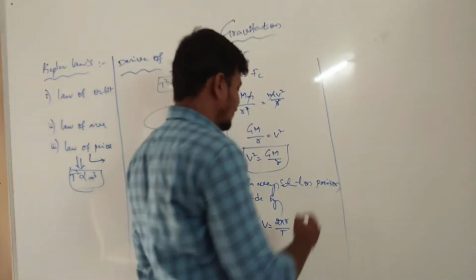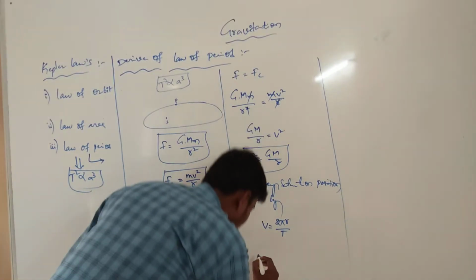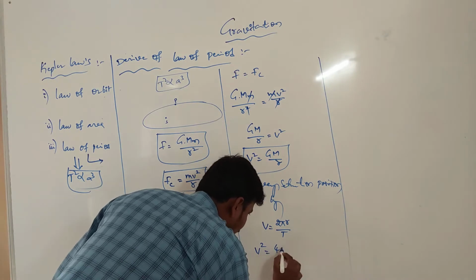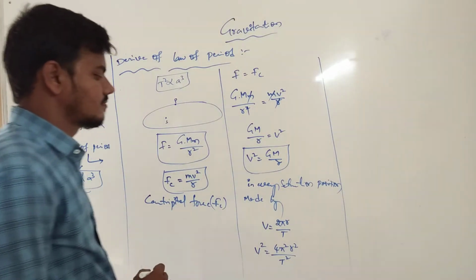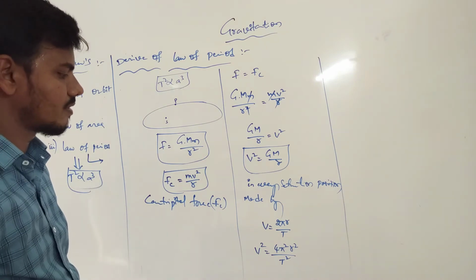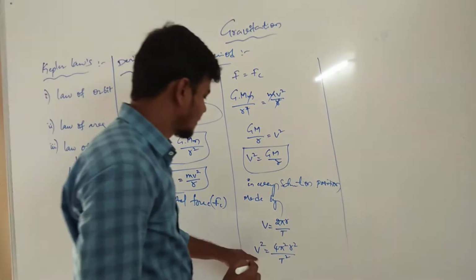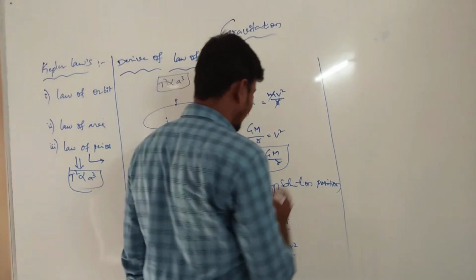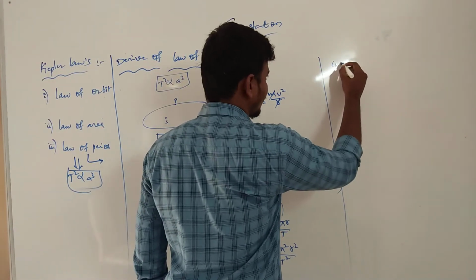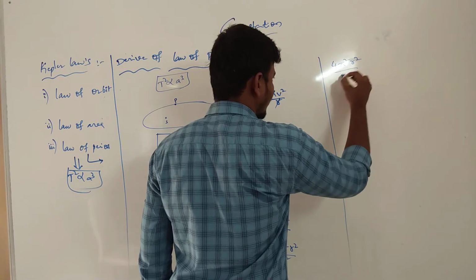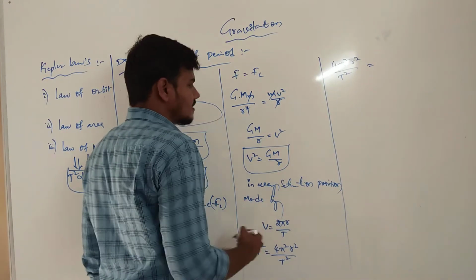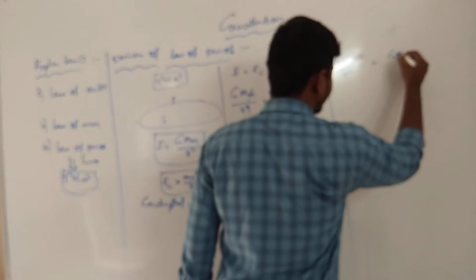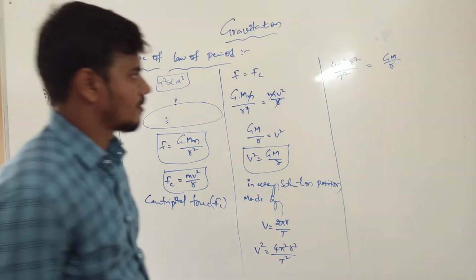In the same way, now V square is equal to 4 pi square r square by T square. Now substituting this value, V square is equal to 4 pi square r square by T square, which is equal to GM by r.